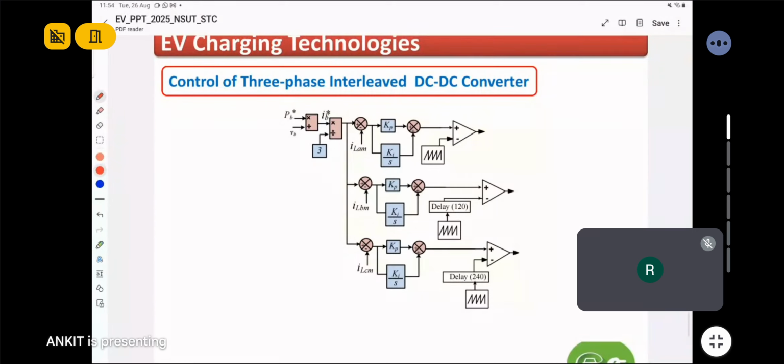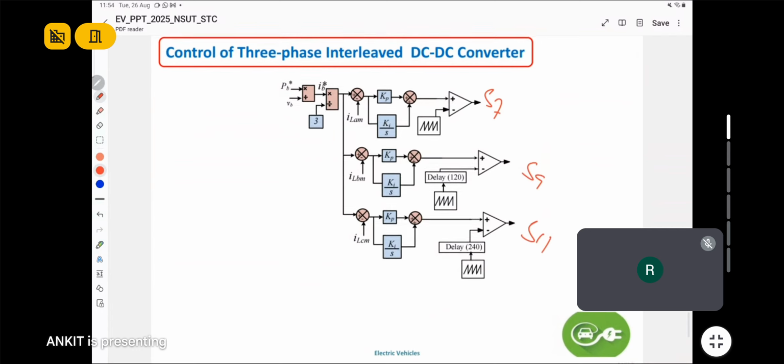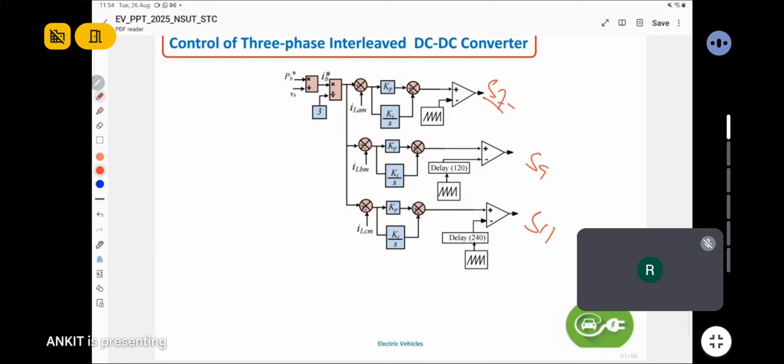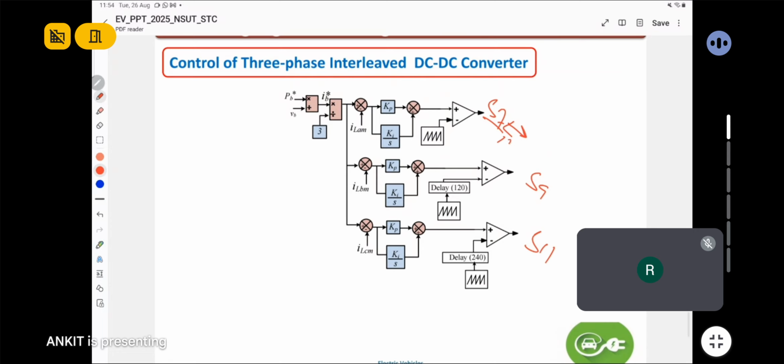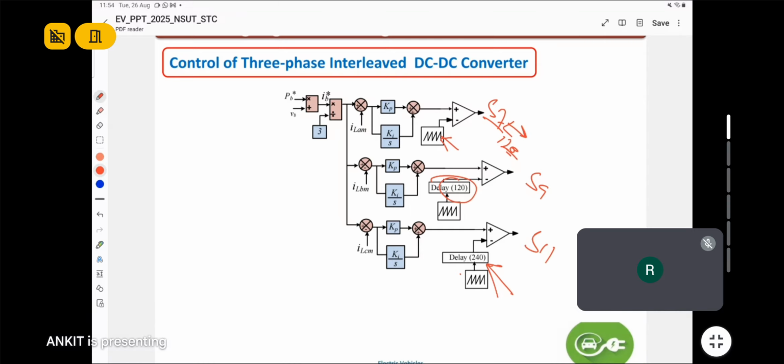In the control strategy of the three phase DC-DC converter, three phase interleaved, here we have S7, S9 and S11. This was the sequence. The switches have to establish the 120-degree phase shift. So here the carrier signal is delayed 120 degrees with respect to the first carrier signal, and the third is 240 degrees with respect to the first. These PWM signals are supplied to the switches.